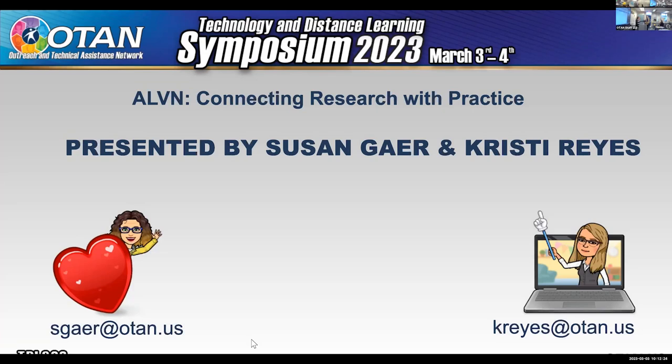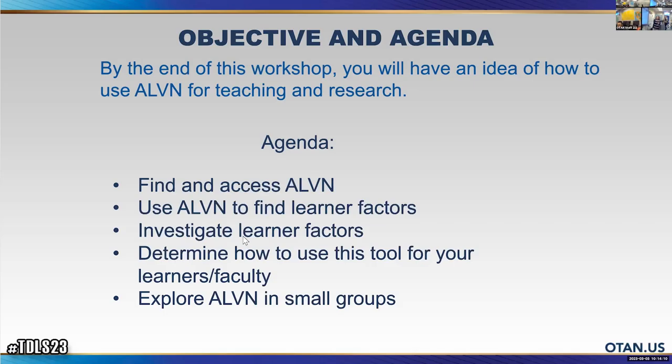Welcome, everyone. We are here to tell you about ALVN. This is what we're going to do today: we're going to show you ALVN, use it to find some learner factors, and investigate those learner factors. We're going to determine how you can use this tool for your students and your faculty, and we're going to look at it in small groups. By the end of this, you'll see what we think is a fascinating tool for adult educators.